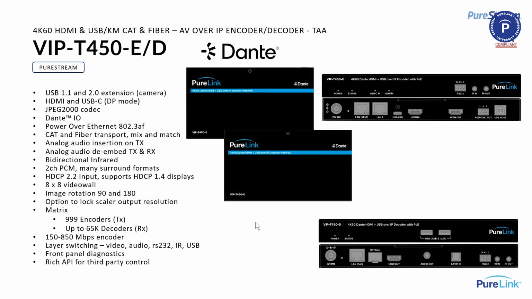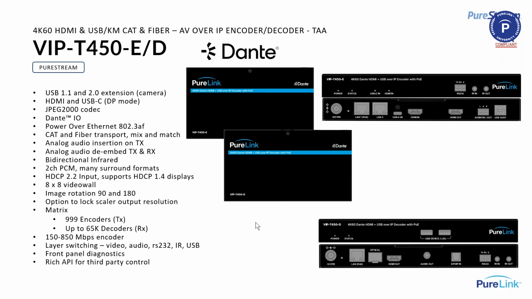This is the T450. This is 4K 60, 444 encoding and decoding over JPEG 2000 1G networks. The T450 offers some really cool features, including Dante connectivity, as you see noted here, and also USB-C DP alt mode input, as well as HDMI input and loop out on the encoder, all powered PoE. And on the decoder, we've got both cat and fiber extension capability on that output.